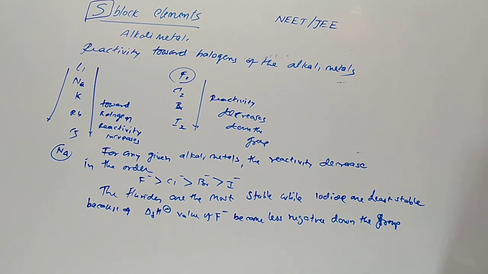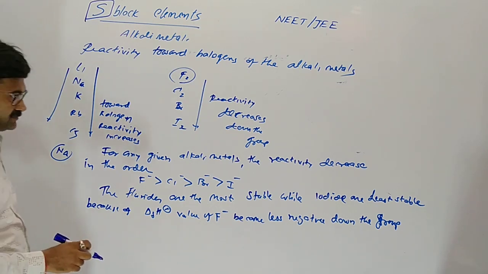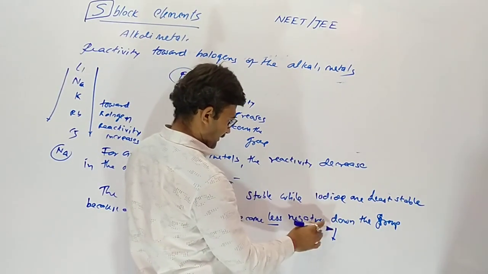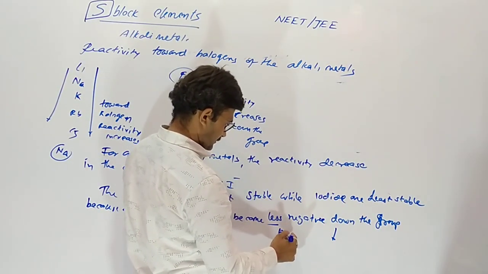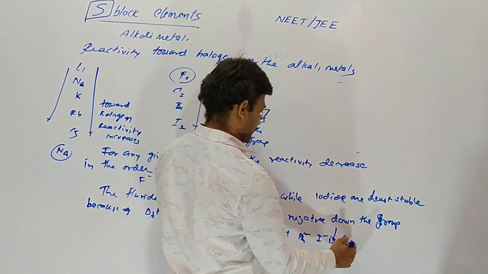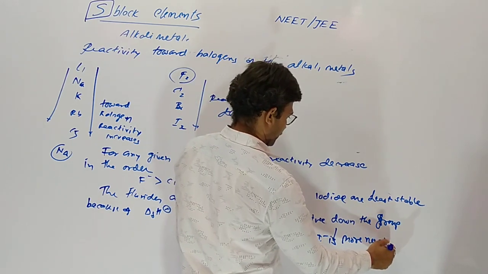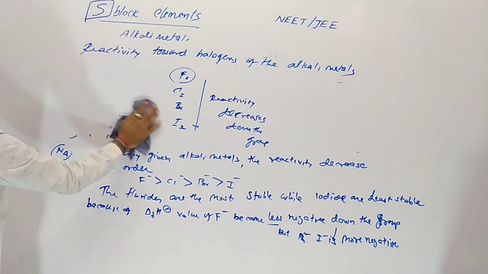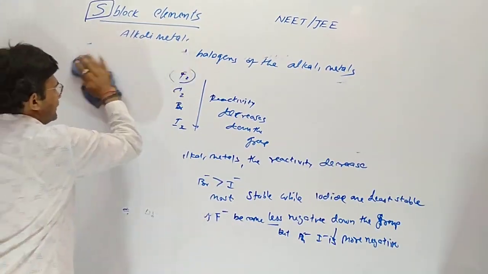For chloride, bromide and iodide, it becomes more and more negative down the group. Fluoride is less, but for bromide and iodide it is a more negative formation enthalpy. So, the reactivity of halogens we have discussed.